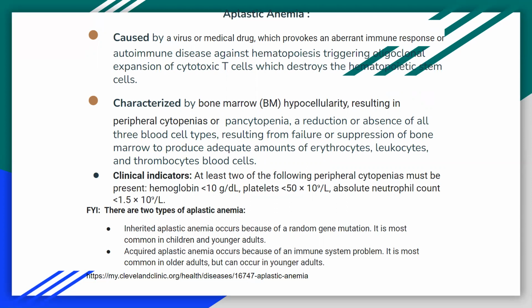So that causes peripheral cytopenias. The hemoglobin will be lower than 10, and platelets will be less than 50, and the absolute neutrophils will be less than 1.5. So I also added the 2 types of aplastic anemia here, inherited aplastic and acquired. So you can just read through it just for your own understanding.